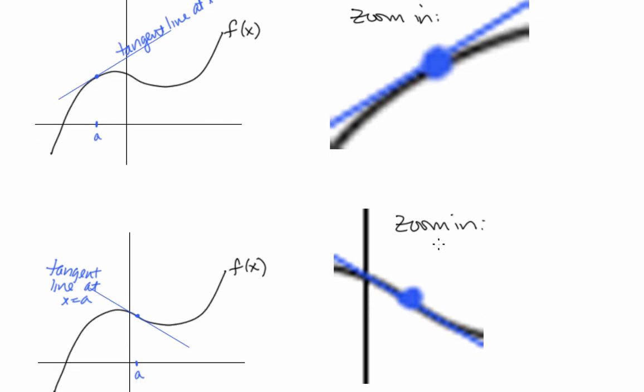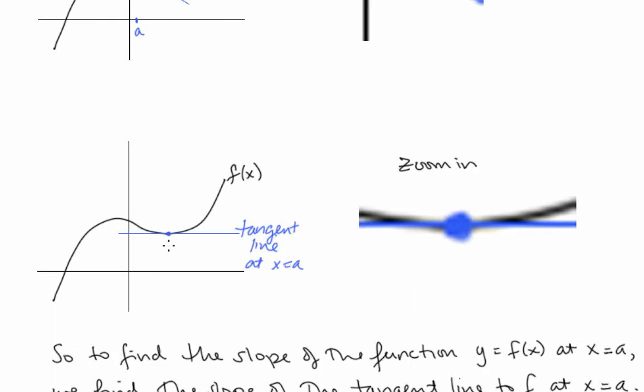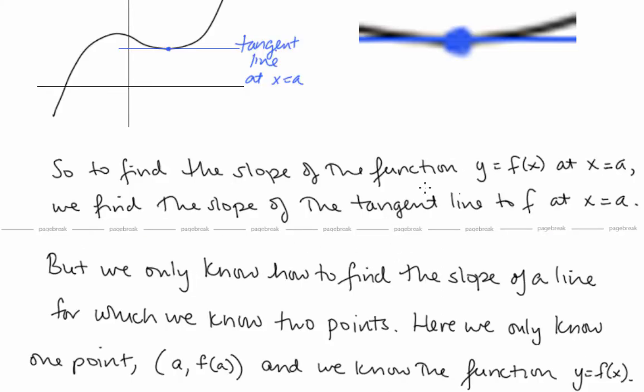And so some other examples here. In this case, the tangent line is not just touching at a point, but it's intersecting the curve, and that's perfectly okay. And here we notice we have a horizontal tangent line at x equals a. So to find the slope of the function y equals f of x at x equals a, we find the slope of the tangent line to the function at that point.